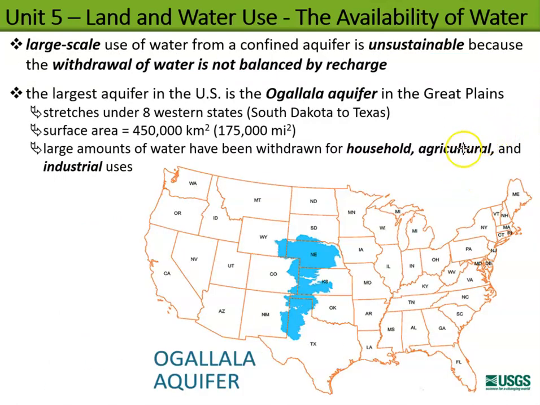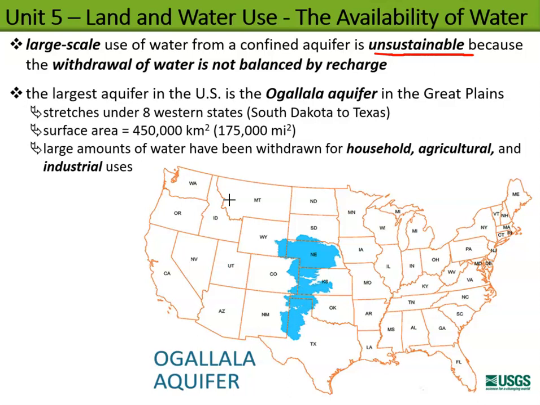So as a result, large-scale use of water from a confined aquifer ultimately is unsustainable because the withdrawal of water is not balanced by recharge. It's almost impossible to use an unconfined aquifer in a way that is sustainable. Now, it is possible to use it almost indefinitely if it's a large enough aquifer and you're very judicious and careful about the water that you take out.